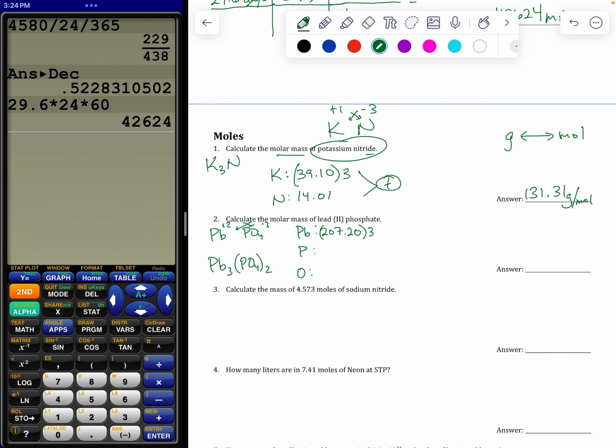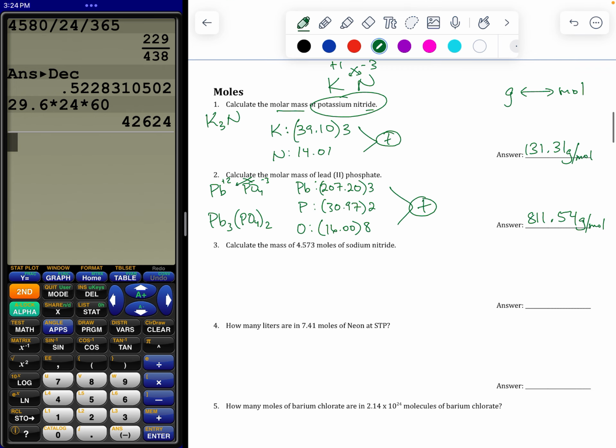Phosphorus, in each individual PO4 group, there's only 1, but because there's 2 of them, that's kind of like writing PO4 2 times, right? And that shows us that we have 2 phosphorus atoms that we have to take into account. So multiply that by 2, and then you do the same thing. You see that oxygen is 16, and there are 8 of them. 4 times 2 is 8. And once you add all of that up, you end up with, I believe, 811.54 grams per mole for lead 2 phosphate.